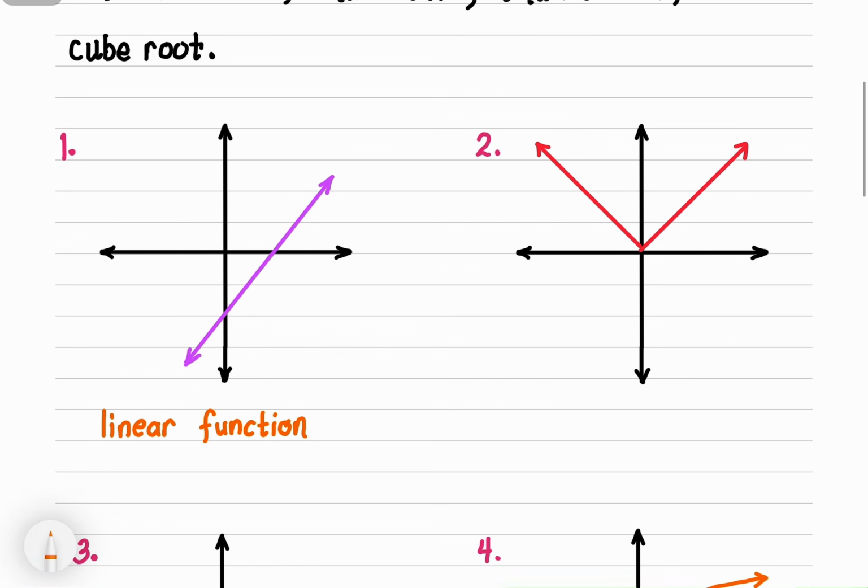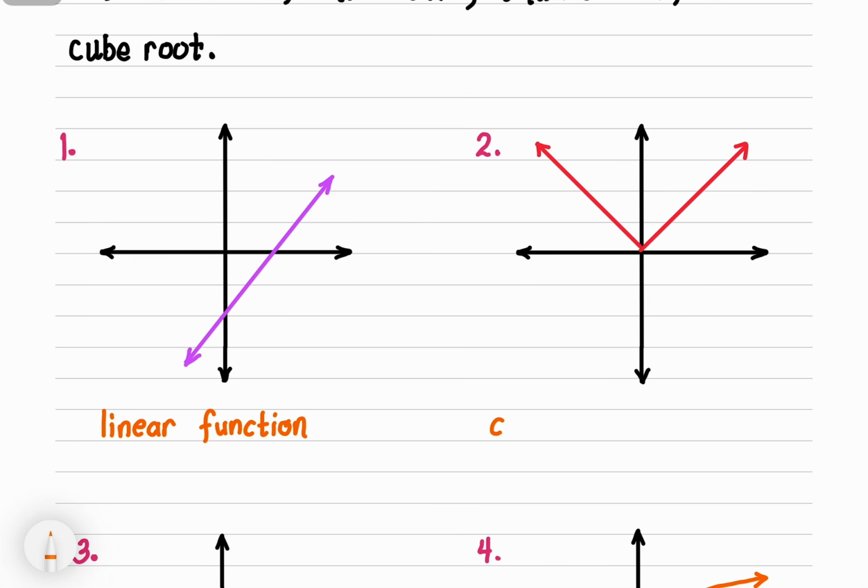Next, sa number 2 naman, this is very good, the absolute value function. So, the graph is a V-shape, no? With the vertex as its turning point. So, ito yung vertex natin nasa origin. Okay? So, ganyan yung magiging graph ng ating absolute value function.